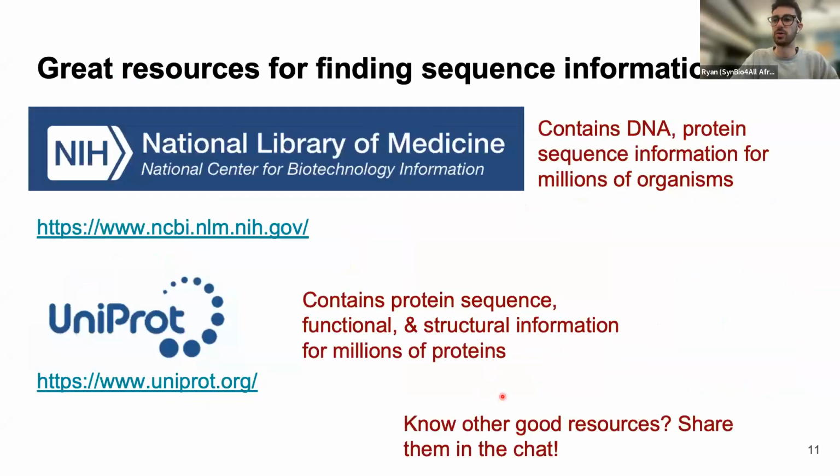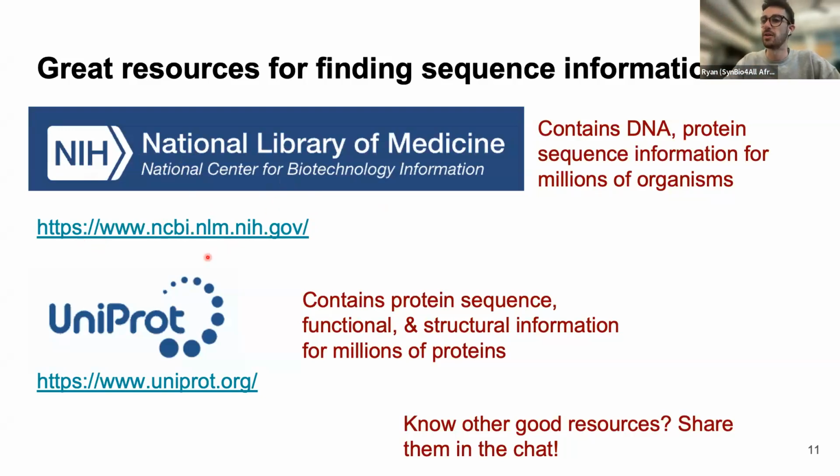So when you need to find a sequence for a gene, there's some really useful resources online that can help as a starting point. So one would be the National Library of Medicine through the NIH. That's available at this link. And this contains DNA and protein sequence information for millions of organisms. And so if you're interested in finding a gene that does some function or makes some protein, this is a really great place for you to find it online. And all of the information is available free.